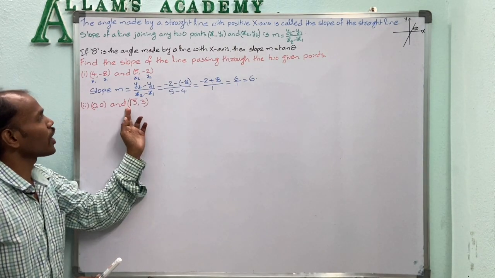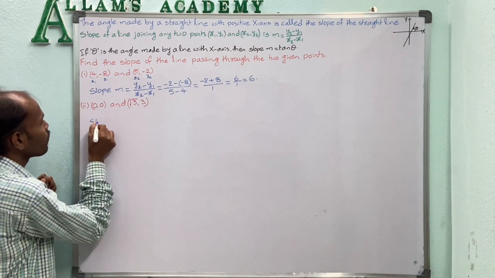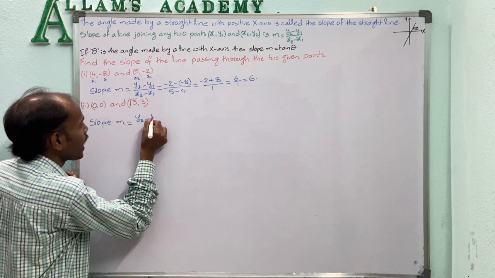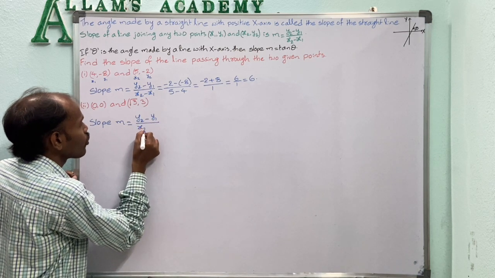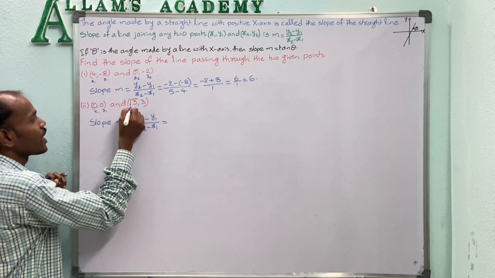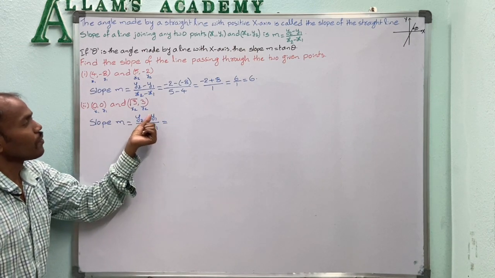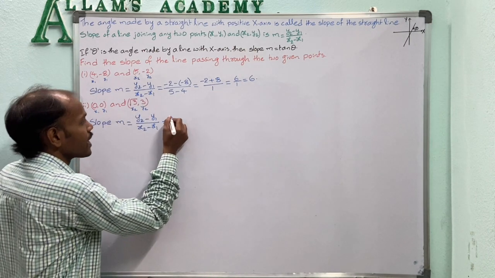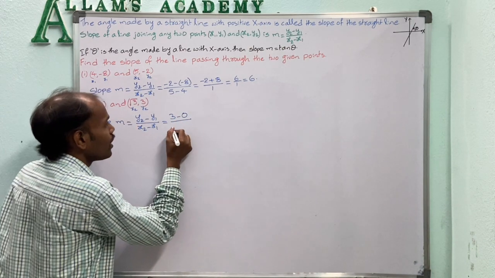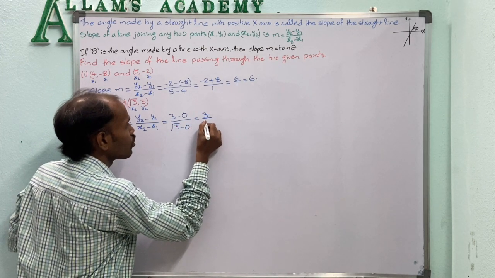If (0, 0) and (root 3, 3) are the given points, then to find the slope, m is equal to (y2 - y1) / (x2 - x1). So here the x1, y1 coordinates are (0, 0) and the x2, y2 coordinates are (root 3, 3). That is equal to (3 - 0) / (root 3 - 0). 3 minus 0 is 3, root 3 minus 0 is equal to root 3.